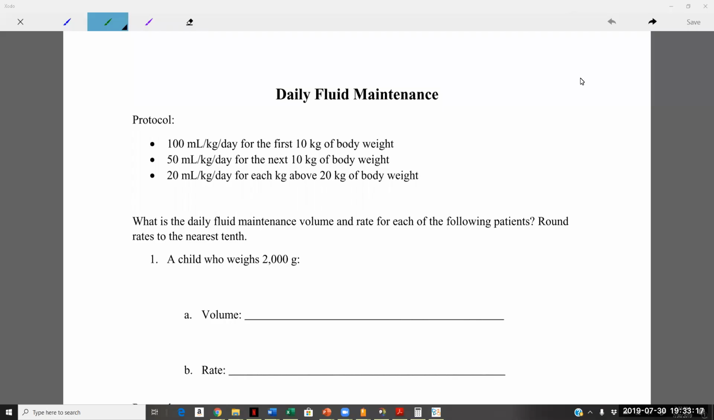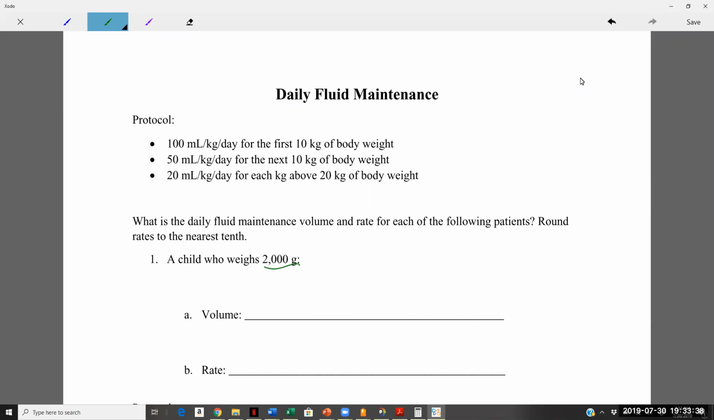We're going to take a look at calculating daily fluid maintenance for pediatric patients. We need to make sure that our pediatric patients stay hydrated, and the amount of fluid that we give them is based on their body weight. So let's take a look at our first patient, and we are told that the child weighs 200 grams.